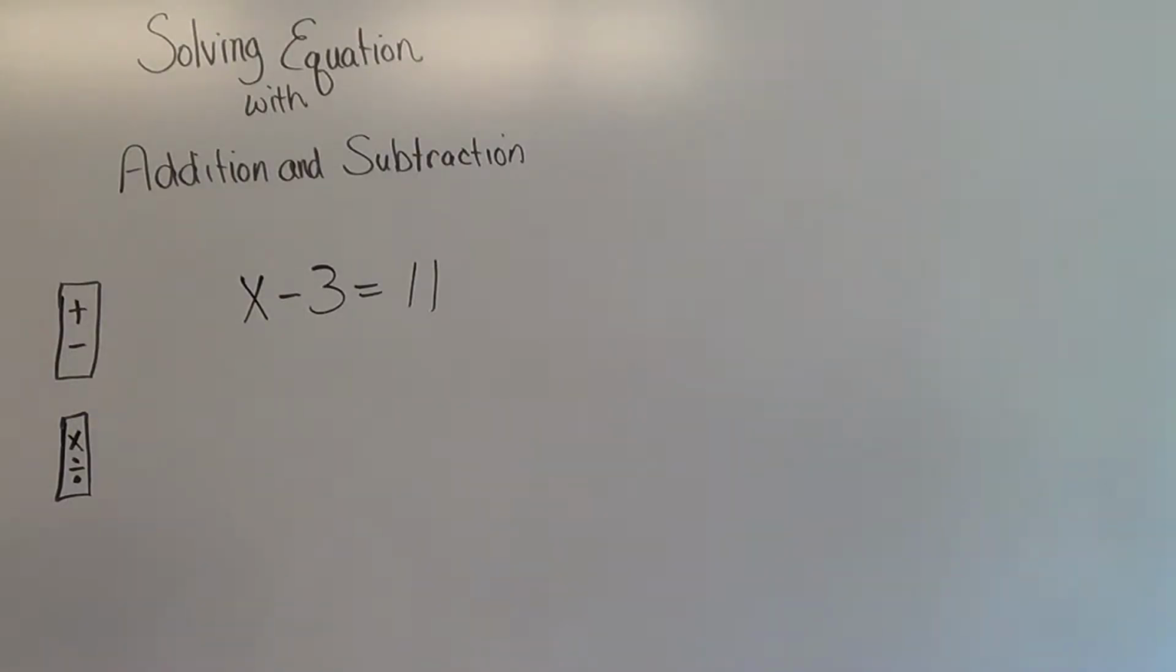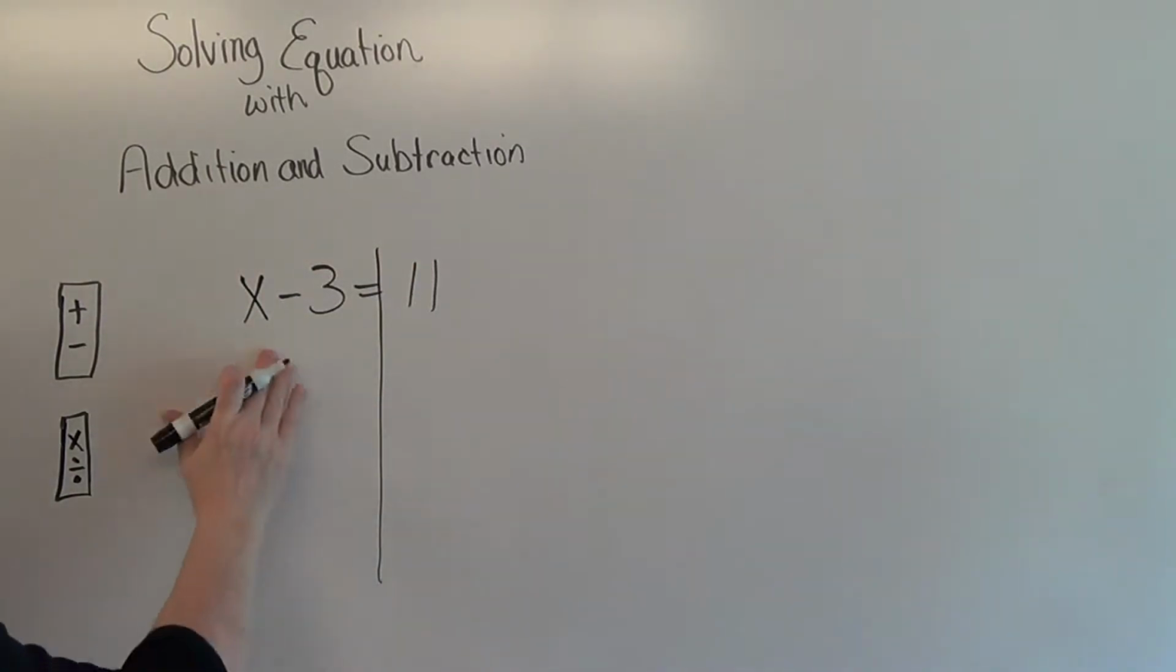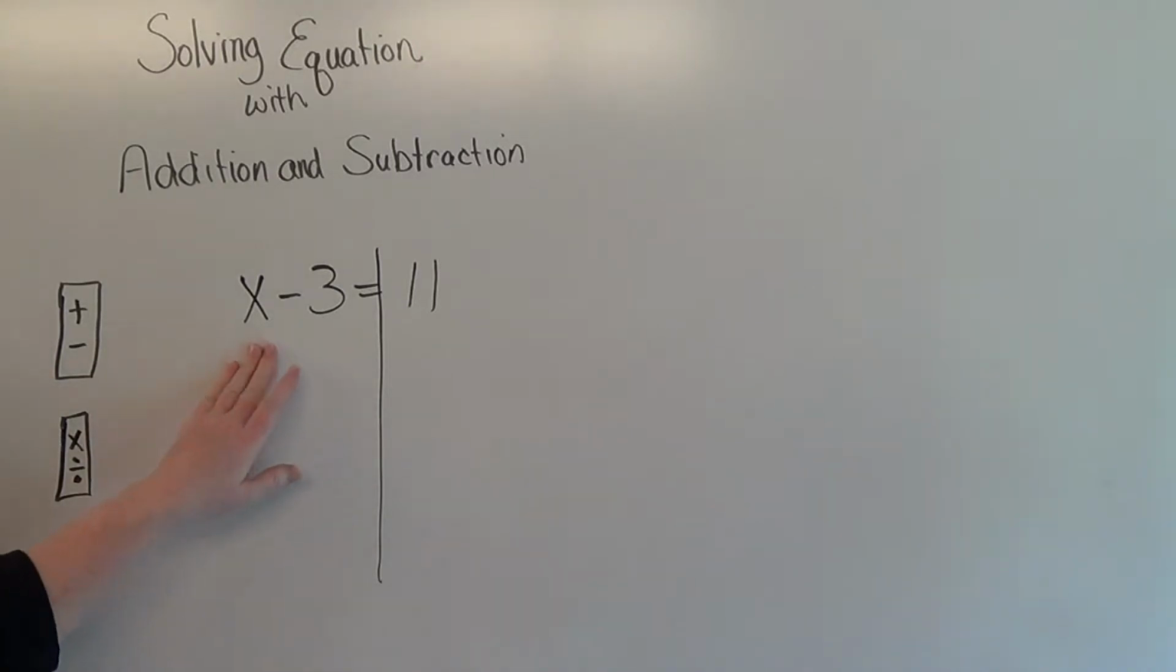Hi, let's take a look at solving equations using addition or subtraction. One of the things that you want to do is focus on the variable. The variable's on the left side of the equal. So I'm going to cut at the equal sign and we'll have the left side and the right side. Look for the variable, it's on the left. We want to get it by itself.